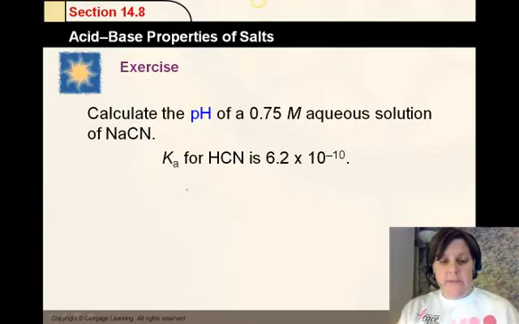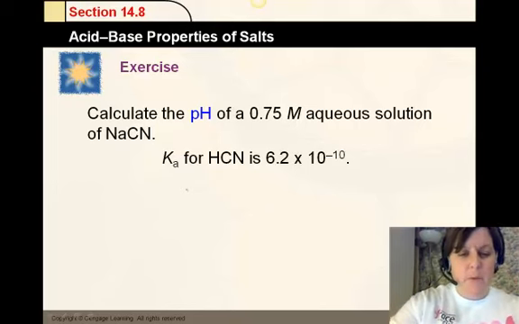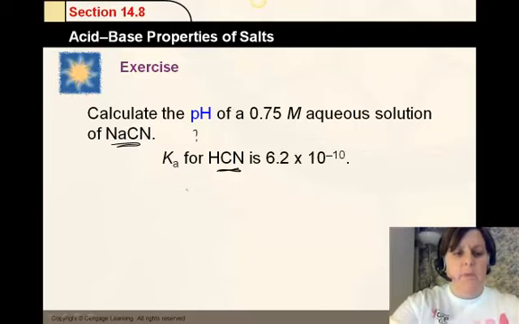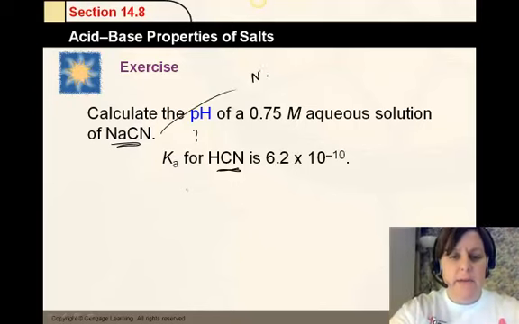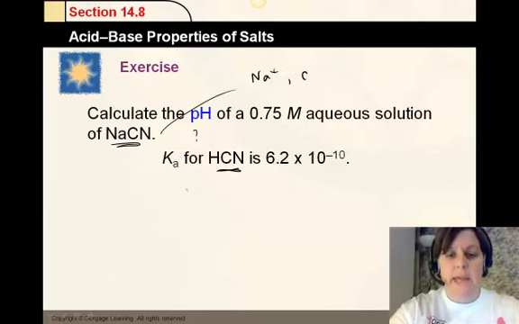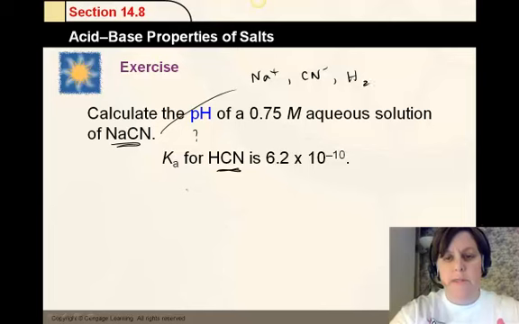So calculate the pH of a 0.75 molar aqueous solution of NaCN. And the Ka for HCN is 6.2 times 10 to the negative 10. Now, we can think about the major species of NaCN. And you might say, well, why are they giving me this if they're giving me this? What's that about? Well, NaCN, when it breaks apart, is Na and CN, and of course water, it's an aqueous solution.